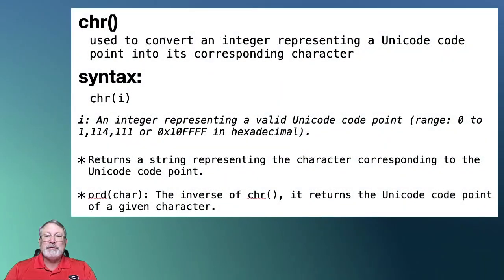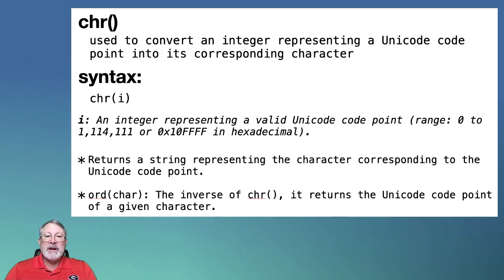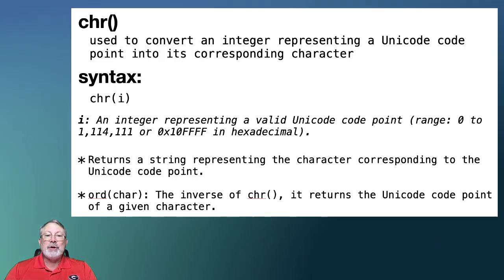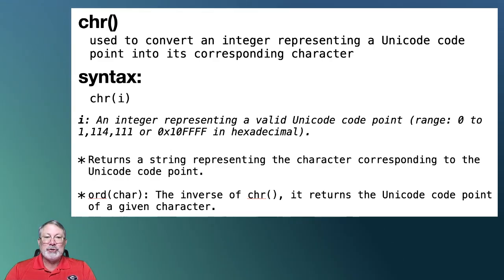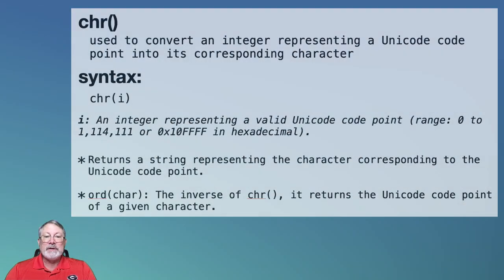The chr function returns the string representing a character whose Unicode point is the integer passed into the function. The syntax is simple, chr of i, where i is an integer representing a Unicode point.